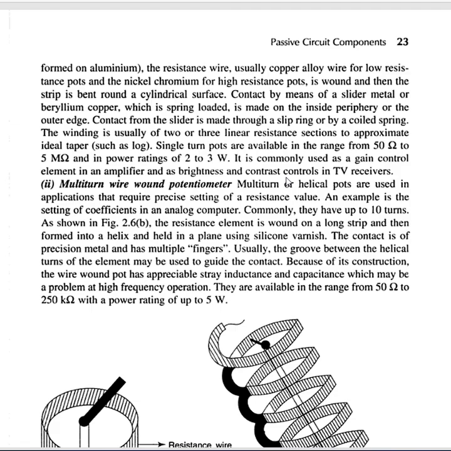Single turn paths are available in the range from 50 ohm to 5 megaohm and in power ratings of 2 to 3 watt. It is commonly used as a gain control element in an amplifier and as brightness and contrast control in TV receivers.